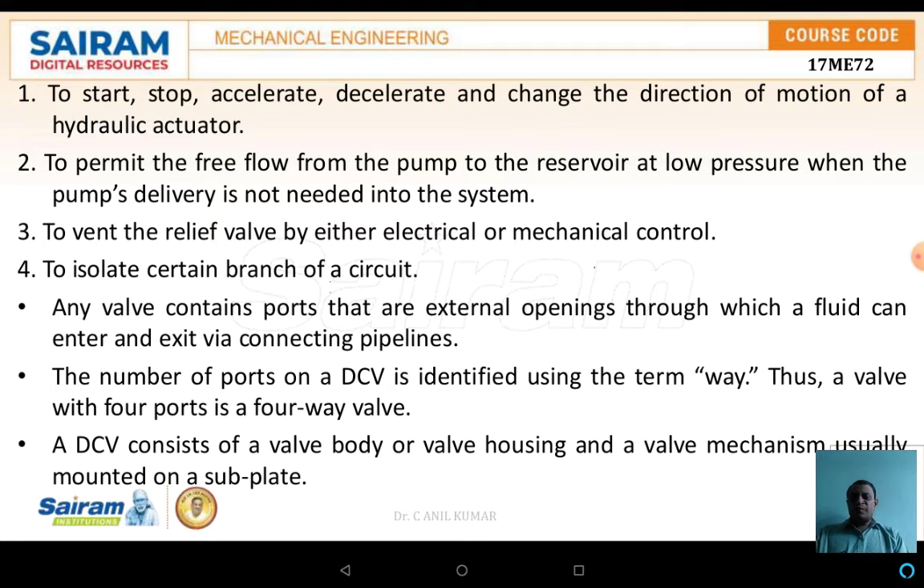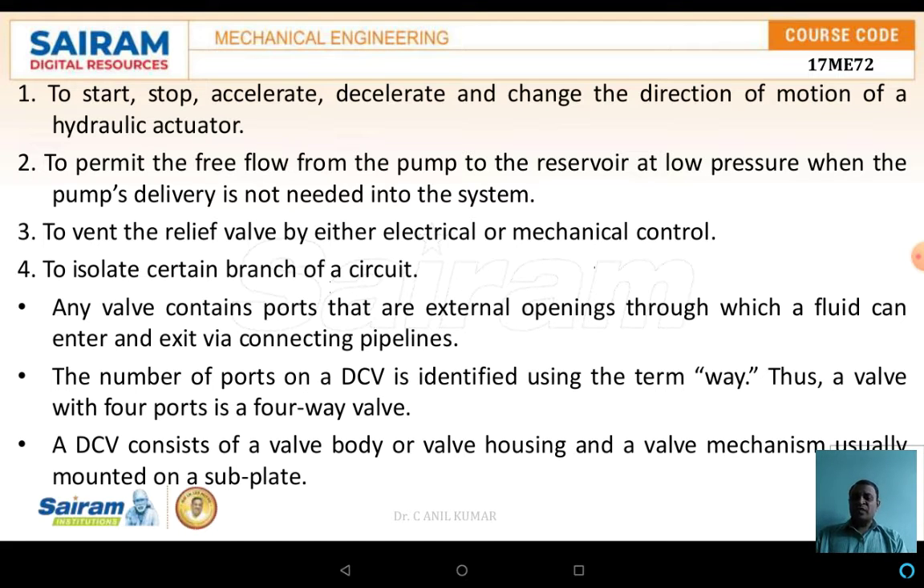To start, to stop, accelerate, decelerate, and change the direction of the motion, the hydraulic actuators are used. To permit the free flow from the pump to the reservoir at low pressure when the pump delivery is not needed in the system. To vent the relief valve, either by electrical or mechanical means or by means of solenoid controls, and also to isolate certain branches of the circuits. These are the main functions of the DCV valves.